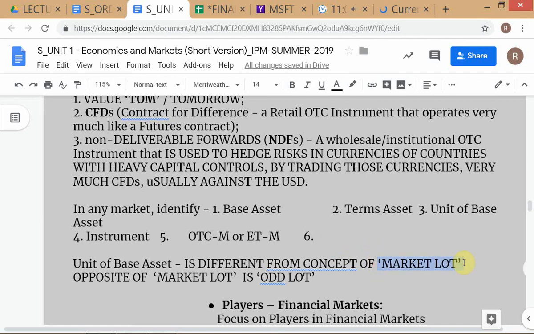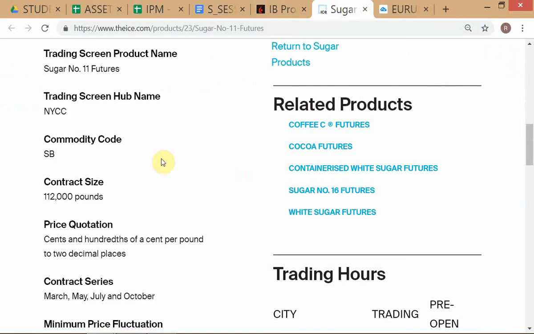So when you do that kind of investigation for the sugar contract listed on the ICE, you find that the market lot is, what have they said here? 112,000 pounds, which means you have to always trade in integer multiples of the market lot. Is everyone clear so far? Any confusion? Anybody feeling lost in the way that we are progressing?